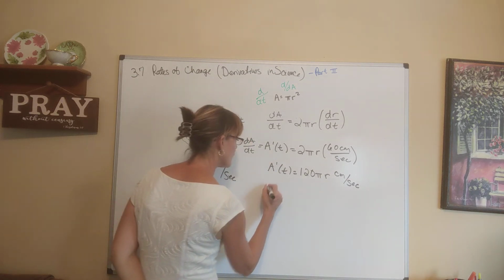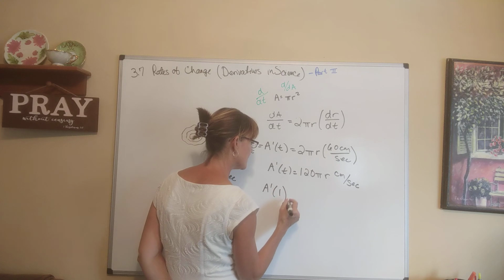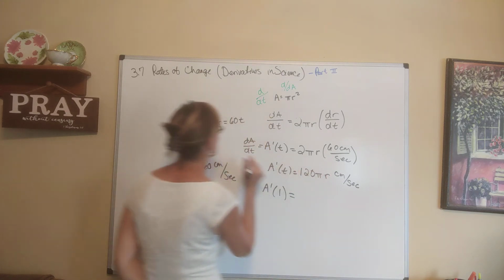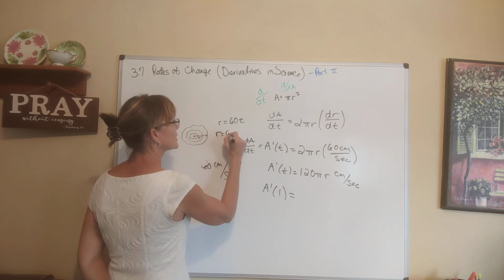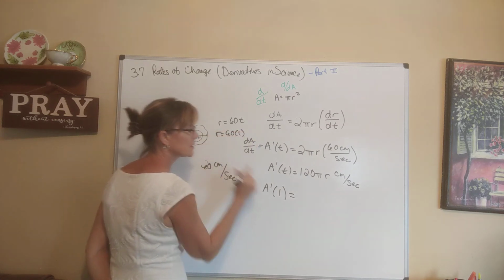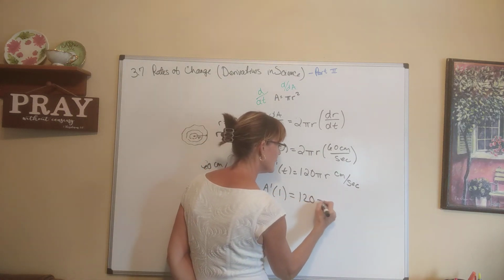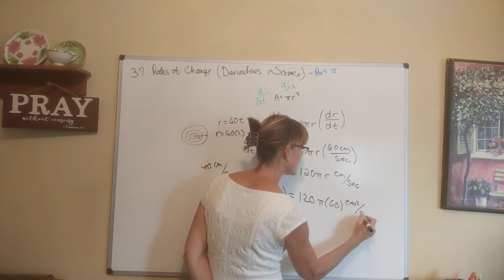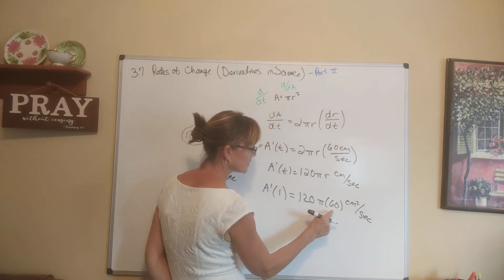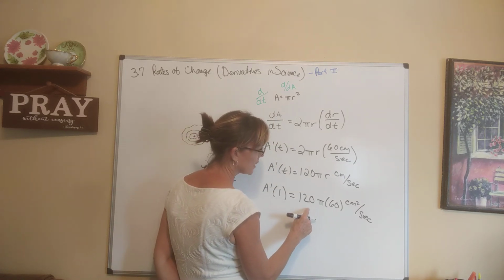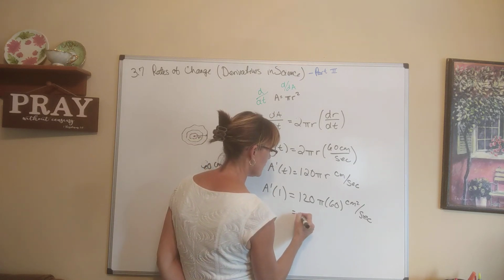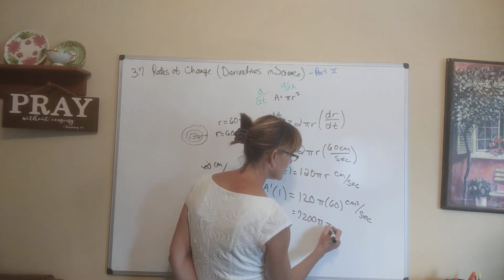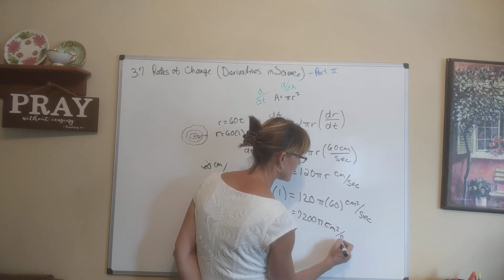So let's do A prime of 1 just to make sure we're getting everything the same. When time is 1 second, what is the radius at 1 second? Well, at 1 second, it's 60 times 1, or 60. So it would be 120 pi times 60 centimeters squared per second. And so 60 times 120 is going to be 7,200 pi centimeters squared per second.